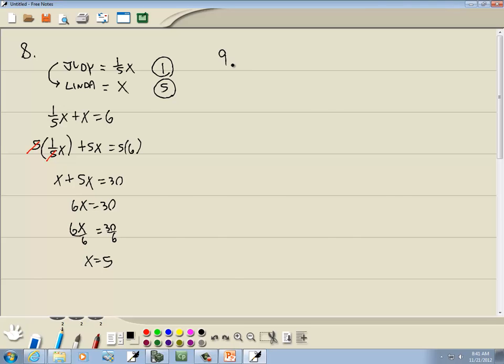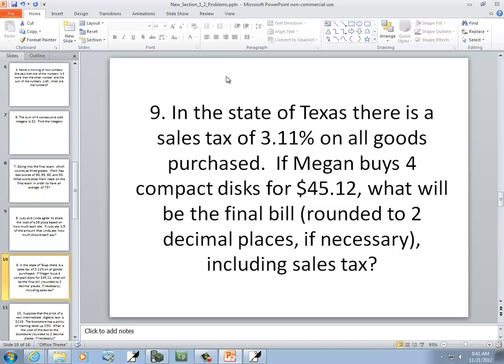Number 9. It says in the state of Texas there's a sales tax of 3.11% on all goods purchased. If Megan buys 4 compact discs for $45.12, what will be the final bill, rounded to 2 decimal places if necessary, including sales tax?